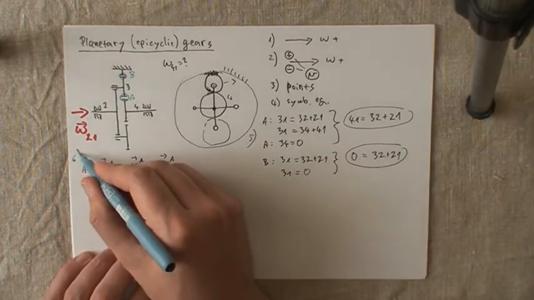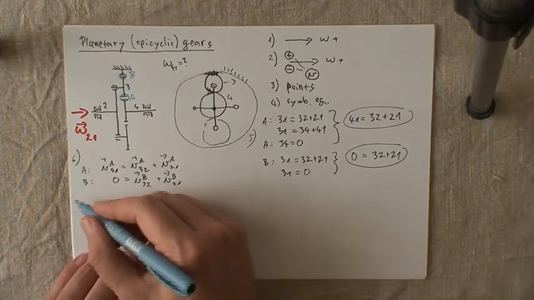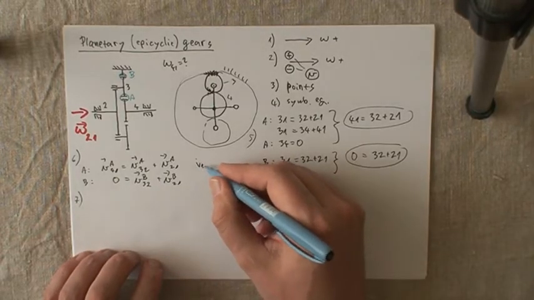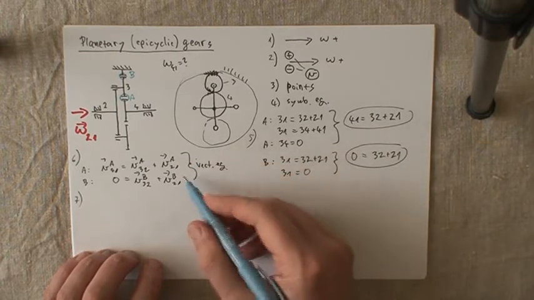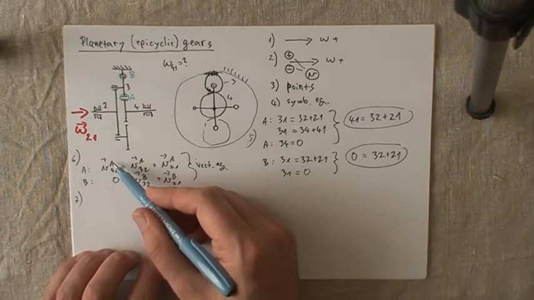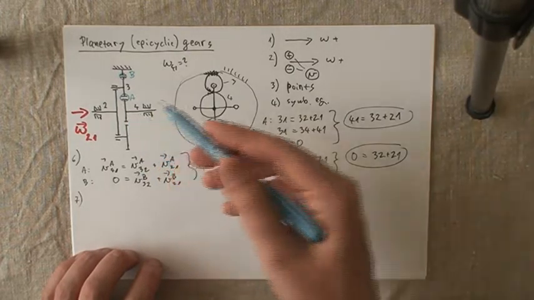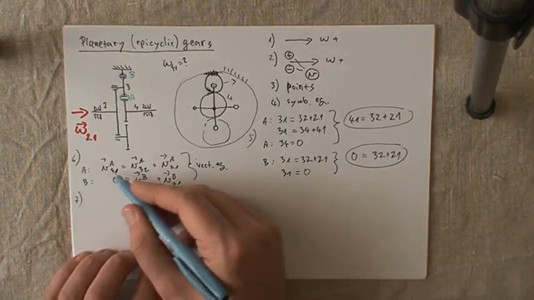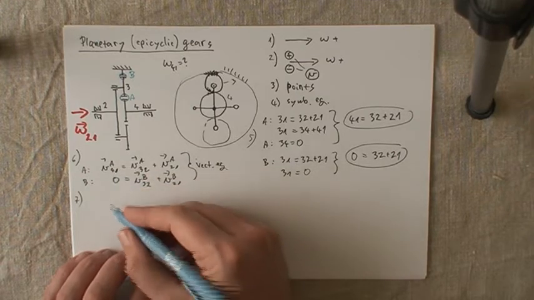Okay, so symbolic equations, that would be step number 5. Vector equations, that would be step number 6. And now we have to write down these scalars, so these are vector equations. And we have to write down the scalar equations, because the velocity of the point is always, because we have simultaneous rotations, omega times the distance from the axis of rotation.